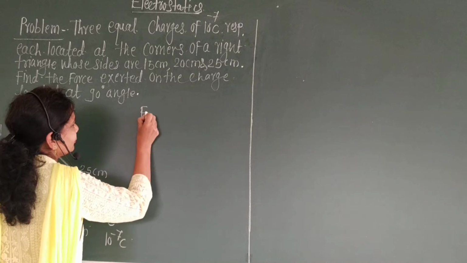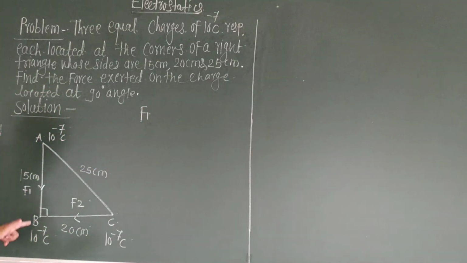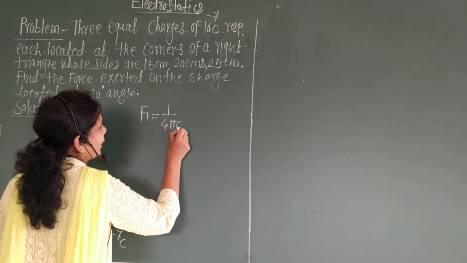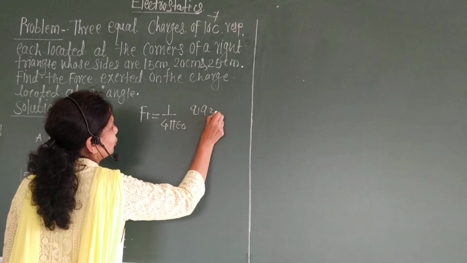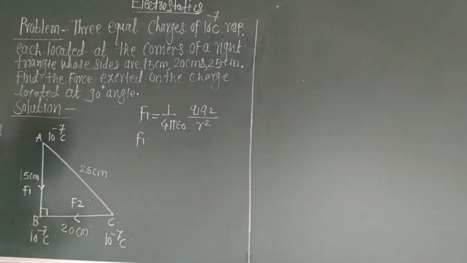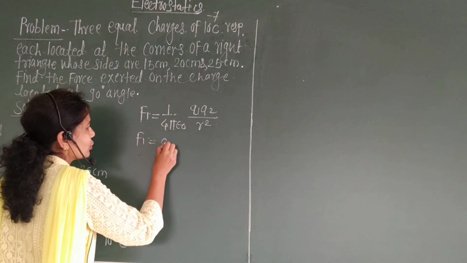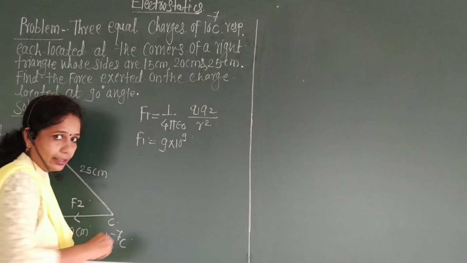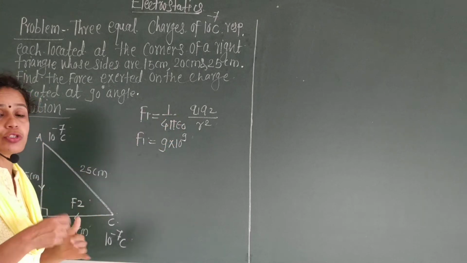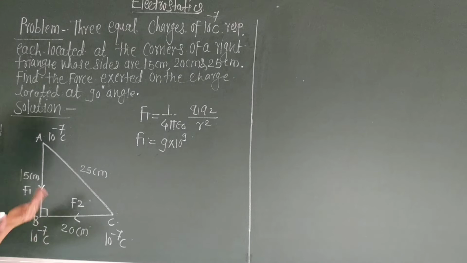What is F1? F1 is the force on B due to A. Then use the formula: the force between two charges is given by Coulomb's law. Therefore, F = 1 upon 4 pi epsilon 0 Q1 Q2 upon R square. The second step is our substitution. 1 upon 4 pi epsilon 0 is 9 into 10 raised to 9. You must know this value, because pi is 3.14 and epsilon 0 is 8.85 into 10 raised to minus 12.